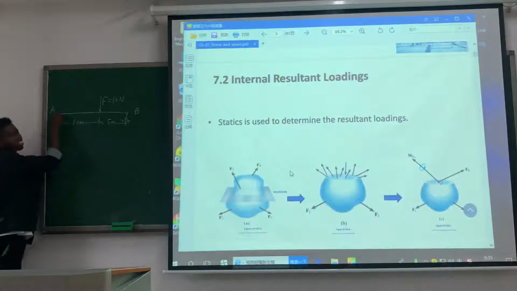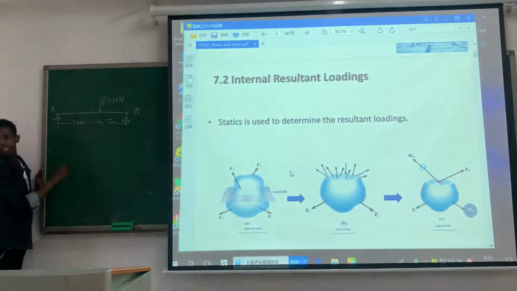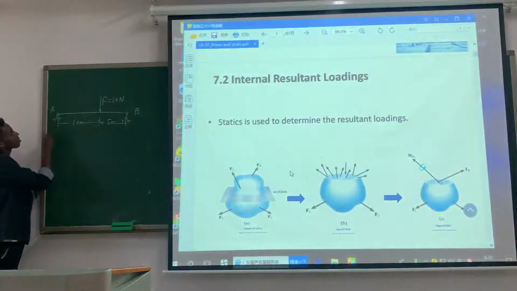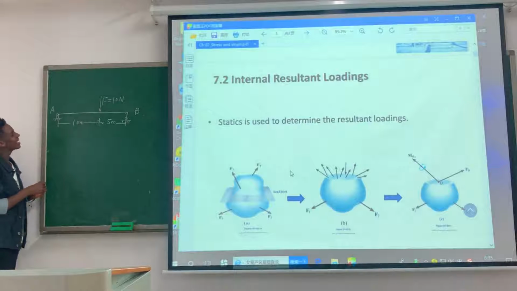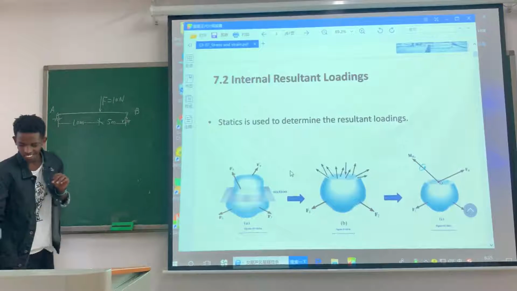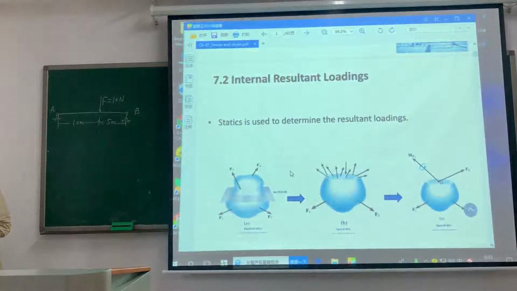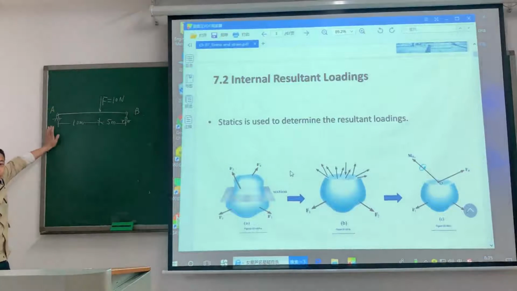Let's suppose you take A as a fixed point. Then what kind of support is it? At first we have to draw the free body diagram. What kind of support is a hinge support?